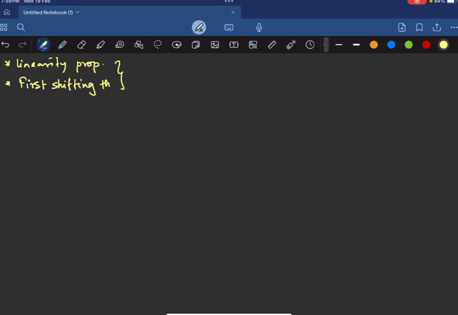You can refer to the last video where we covered up to this part. Now we are continuing from that. Combining the linearity property and the first shifting theorem, we can have many questions. Those questions we'll discuss in the subsequent parts as well. Now a few basic Laplace transformations we'll try to find.